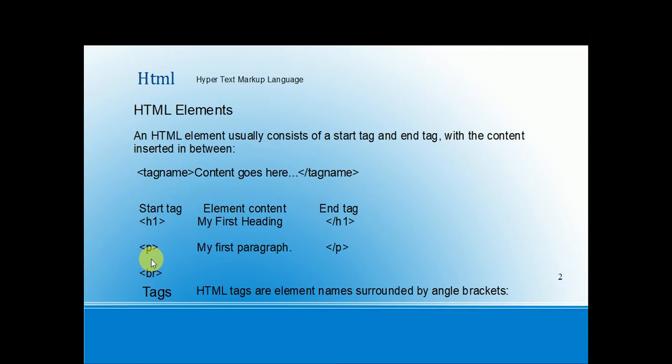Now what is a tag? A tag is the content name surrounded by angle brackets. So we can say this is a tag. Okay friends.